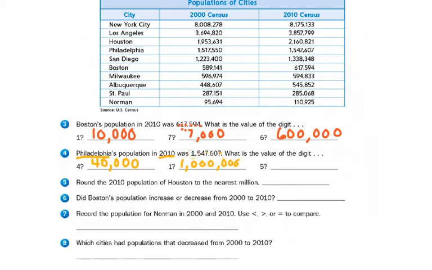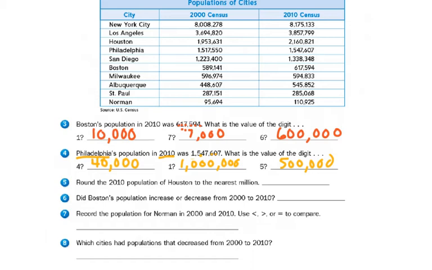And lastly, the value of the 5. Ones, tens, hundreds, thousands, 10,000s, 100,000s. There's a 5 in the 100,000s place, so the value of the 5 is 500,000.